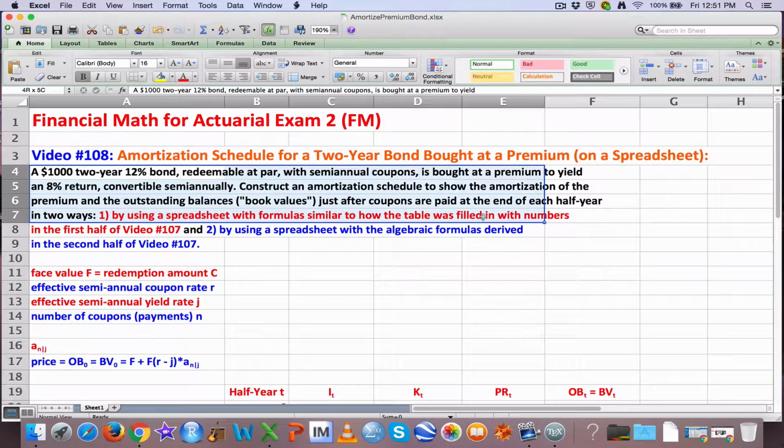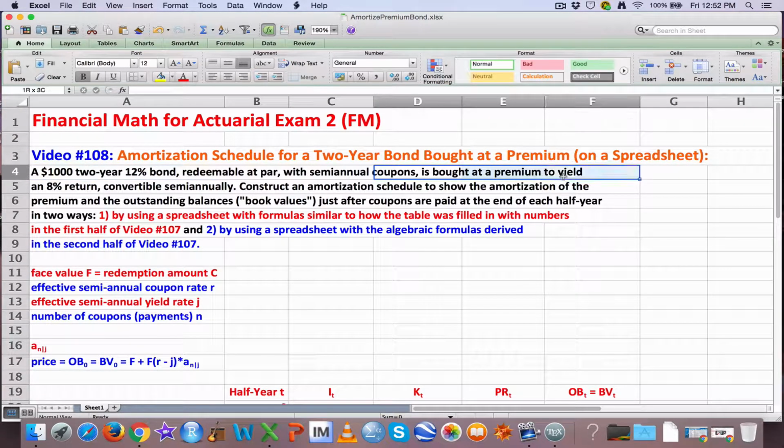So it's the same problem. A $1,000 2-year 12% bond redeemable at par with semi-annual coupons. So the face value is $1,000. It's also called the par value. The redemption amount is the same as that because it is redeemable at par. Coupons are semi-annual, so the coupon rate as an effective semi-annual rate is half of 12% or 6%. They are going to be $60 coupons, 6% of 1,000.